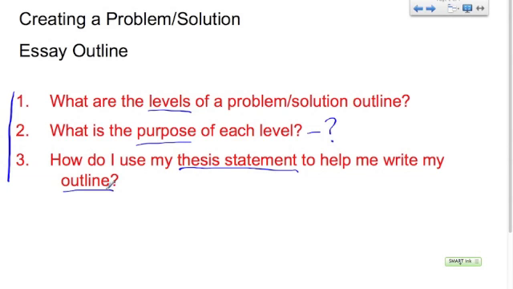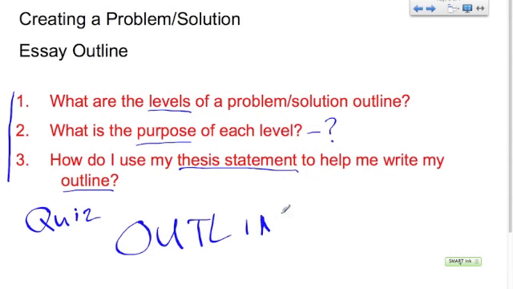Your notes should contain the answers to these questions so that you can do great on the quiz that we will have when you get back to class, and also so that you're ready to actually begin revising or creating your outline in class when you come back.